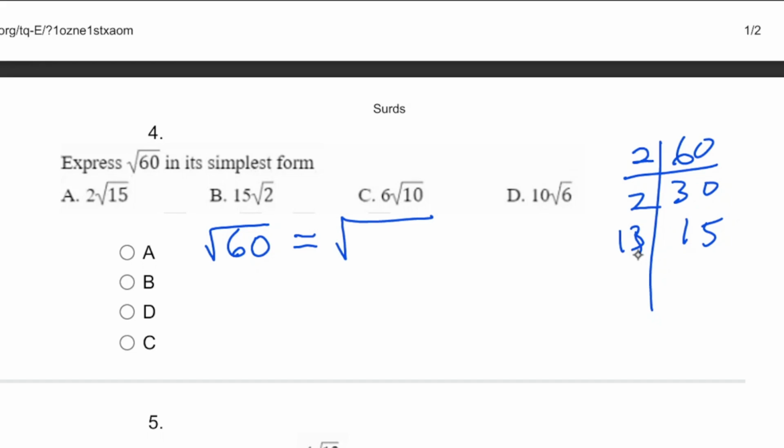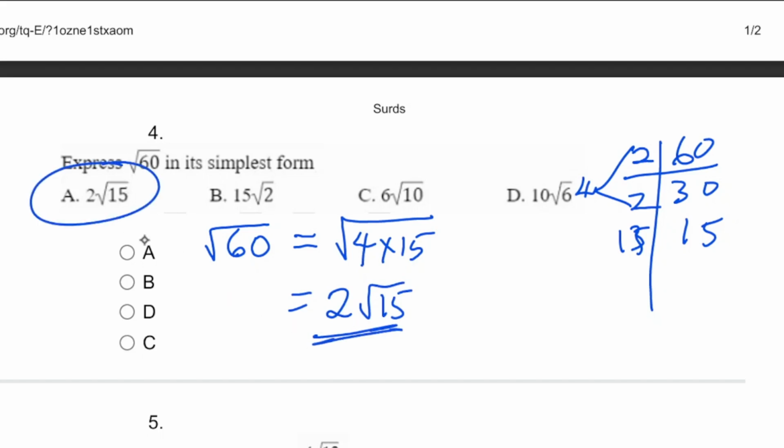So you can even do 15. Do we have 2 already? That is 4 times 15, which gives us 60. Are you with me? So the square root of 4 is 2, root 15. You can't simplify further than this. So the answer is A. I hope I'm making sense.